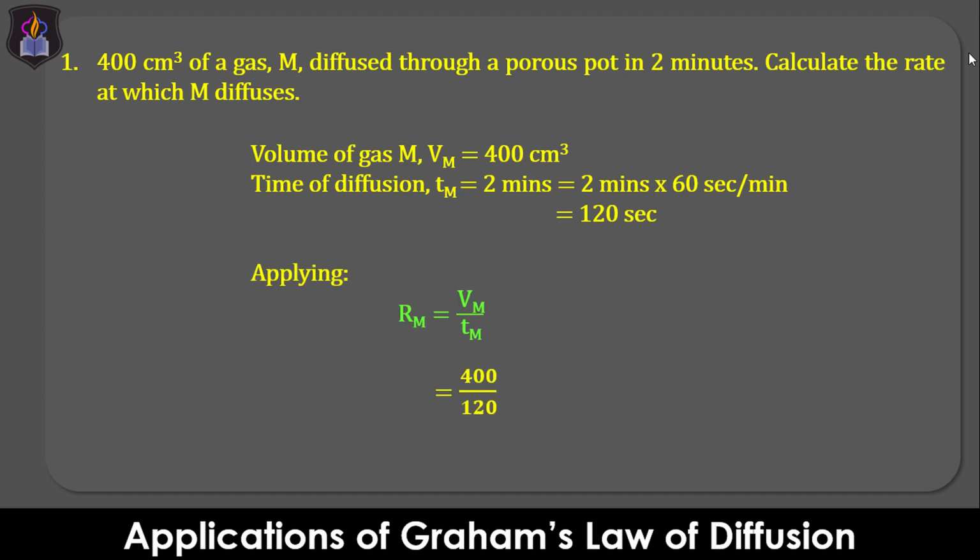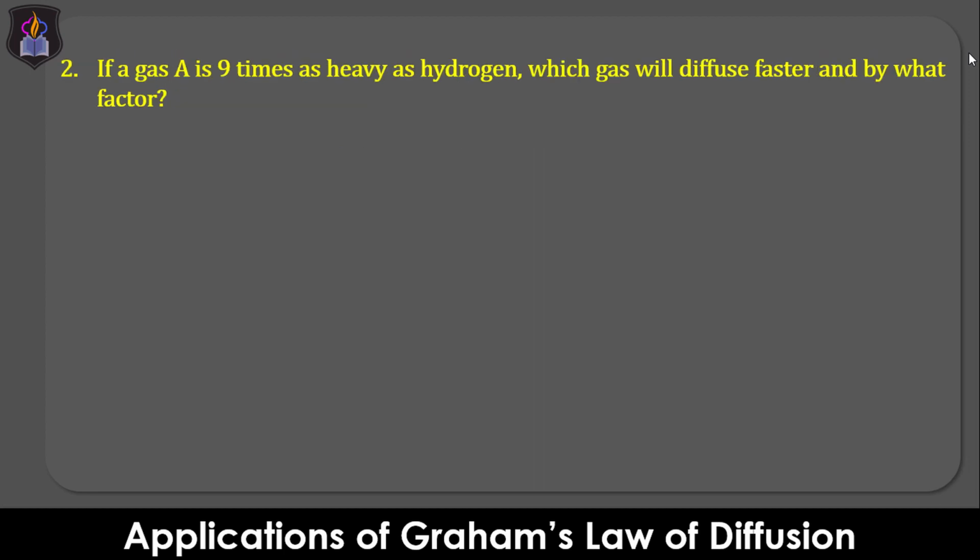Applying the formula, rate equals the volume of gas divided by time of diffusion, substituting the given values and evaluating the equation, we obtain 3.33 cm³ per second as the rate of diffusion of gas M. Question 2.